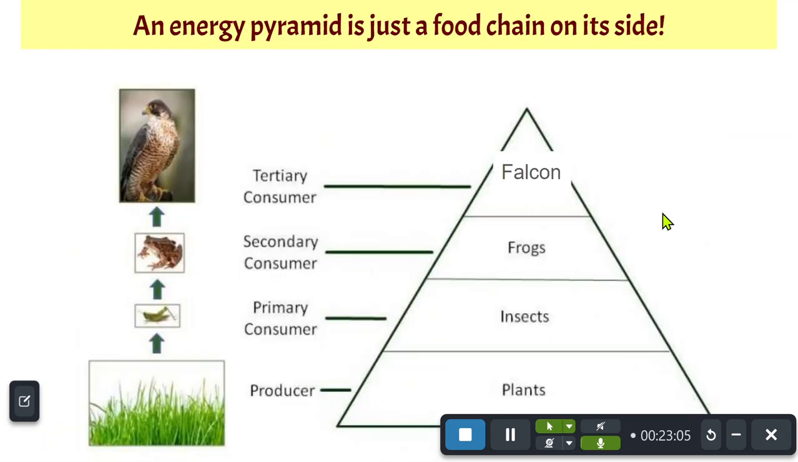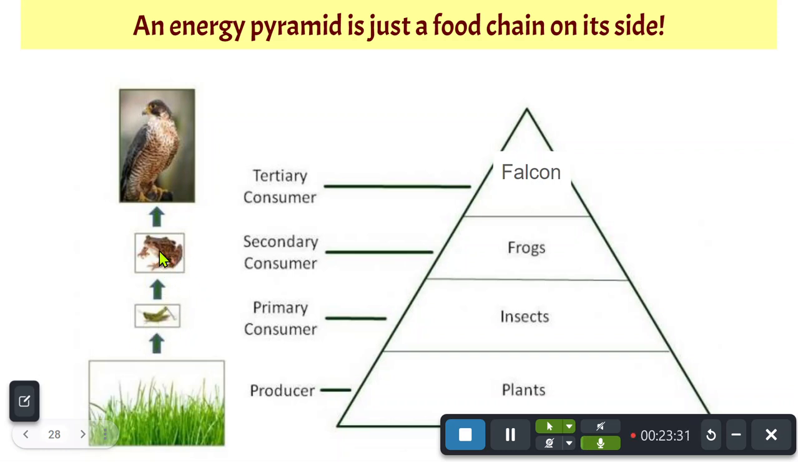Here's another energy pyramid. This is something that you would have seen in your slides as well. It's just a reminder about how the food chain works, and it's kind of like it's on its side. So if this over here is a food chain, I have a primary producer. My grasses go to the grasshopper, which is our primary consumer. The grasshopper gets eaten, and its energy goes to the frog.